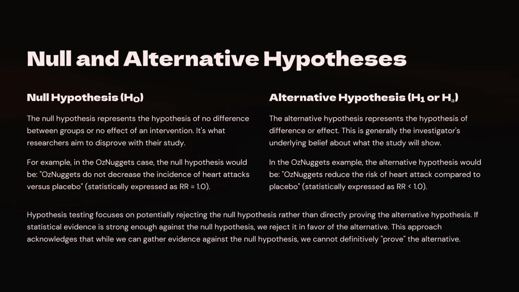So hypothesis testing, remember, focuses on potentially rejecting the null rather than directly proving the alternative. It's based on the null. So, okay, if statistical evidence is strong enough against the null hypothesis, we reject it in favor of the alternative. If it's not strong enough, we do not reject the null, and so there is no difference. Okay? So we can never definitively prove the alternative. That's the whole point of working off the null hypothesis. We'll never be able to prove the alternative causal relationship, but we can be pretty confident it exists based on certain statistical techniques and the way we set up our hypothesis.